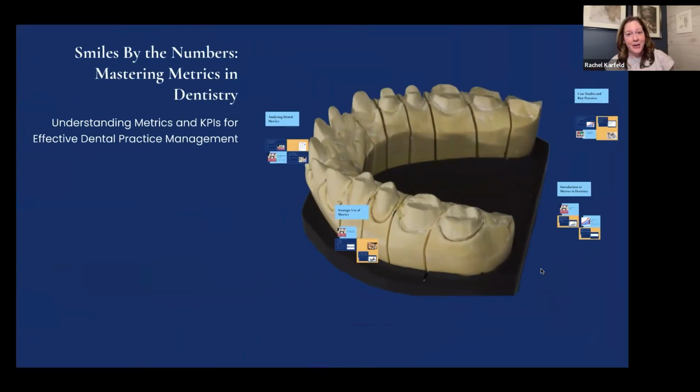But all in all, I know I went through a lot in the last 55 minutes, but this is the difference between those KPIs and metrics. I know we have a chat here, and I don't know if anyone has any questions or anything that they want to add, but I would love to hear from some of you.